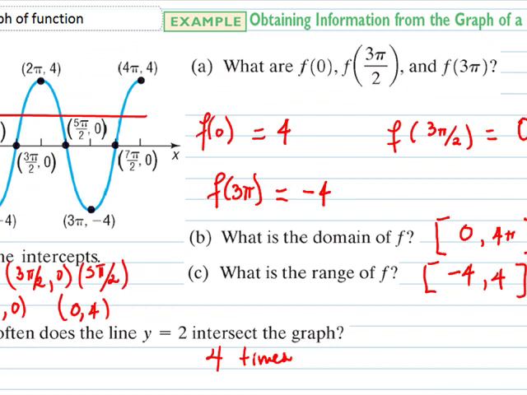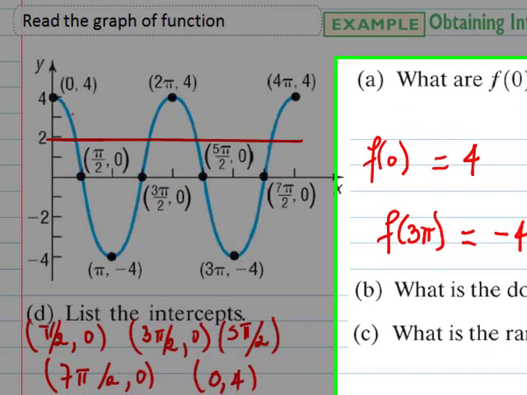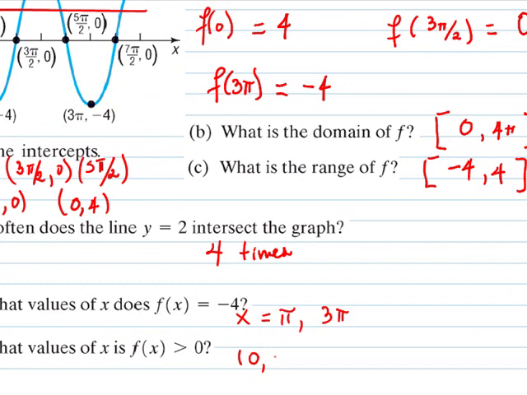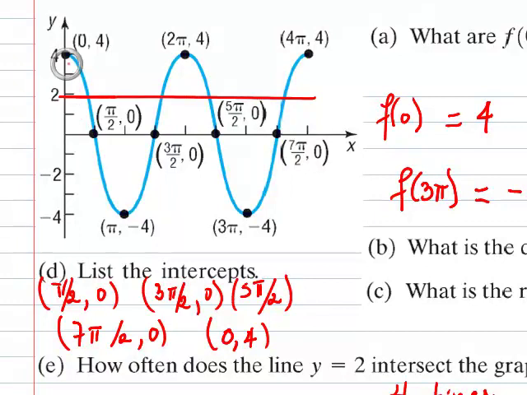Now let's see. When x is between 0 and pi over 2, our y value is positive. So x is in the interval 0 to pi over 2. You see right here, x equals 0. This interval right here, from 0 to pi over 2, is where our y value is greater than 0.